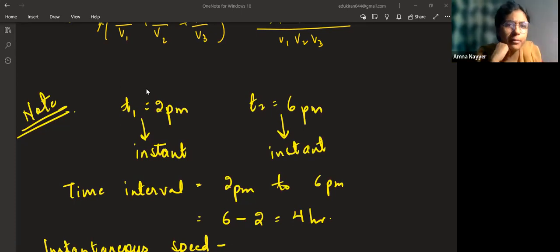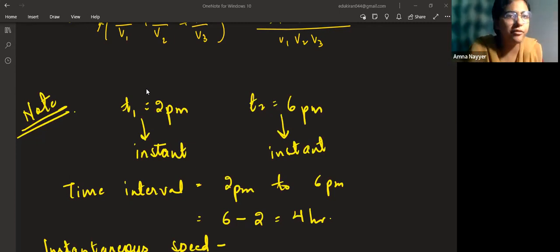from 2 p.m. to 4 p.m., a certain duration from Monday to Friday, a duration where there is a beginning and there is an end, that time duration is there. In those cases, you will use average speed.